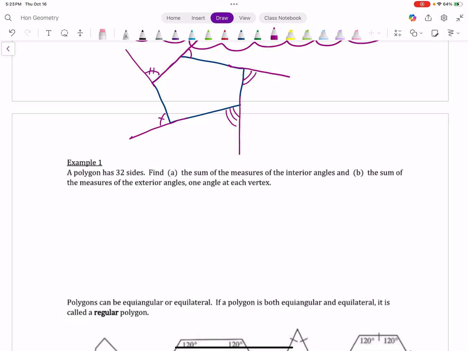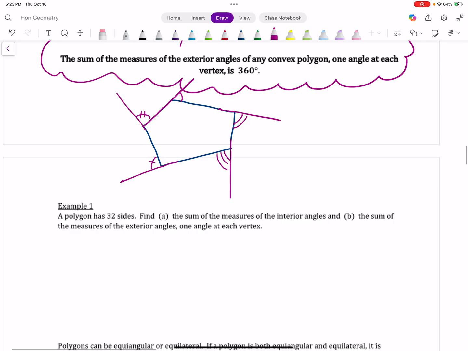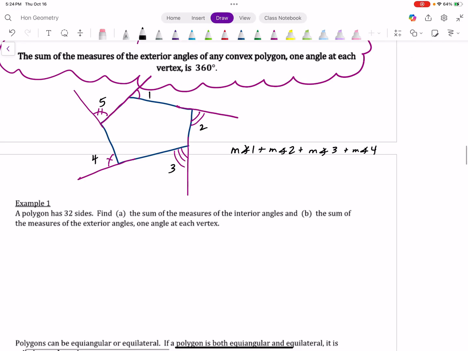And should we do this? Hang on, before we get to that, I just took a gander at my old notes, and this is probably a good thing to write down. That means that this measure, plus this measure, plus this measure, plus this measure, plus that last one, add up to 360 degrees.